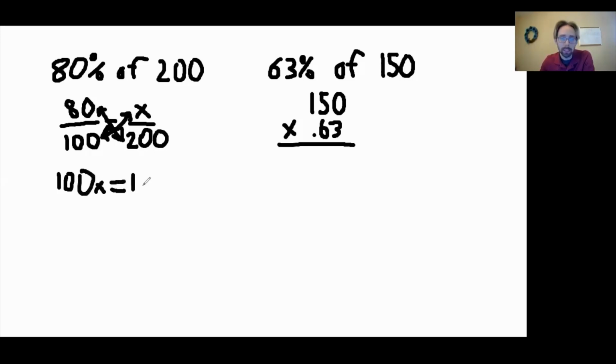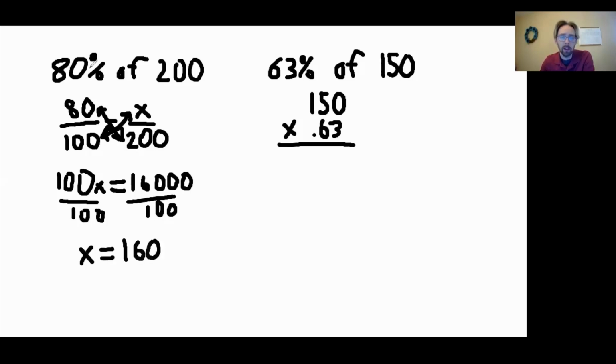Equals 16,000. Okay. All right. And then we will divide both sides by 100. And for the sake of simplicity, I will spare you doing the actual division. We'll just go straight to the answer. You can double check this on a calculator if you want to. The answer is going to be 160. So 80% of 200 is 160.